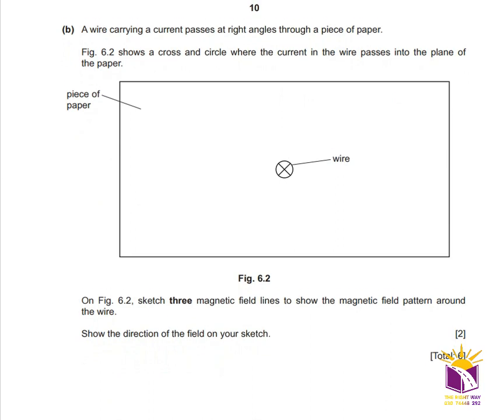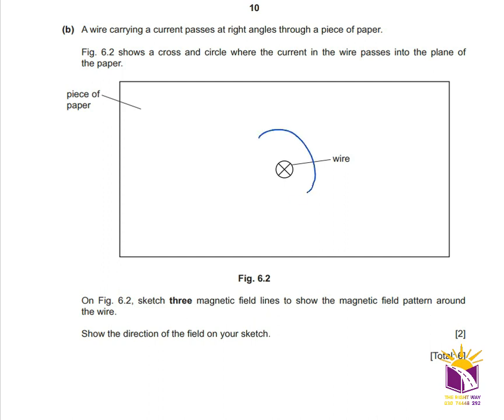Part B. A wire carrying current passes at right angles through a piece of copper. Figure 6.2 shows a cross and circle where the current in the wire passes into the plane of the paper. On figure 6.2, sketch 3 magnetic field lines to show the magnetic field pattern around the wire. Show the direction of the field on the sketch. It can be found by using the right hand grip rule. Your thumb will point in the direction of the current, which will be into the page, and your fingers will curl in the direction of the magnetic field.